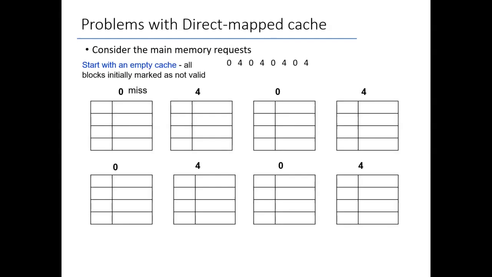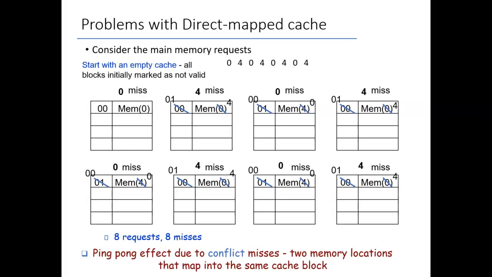So now when we access 0, it will be a miss, so we bring block 0. In the next iteration, block 0 is currently residing, but it's a miss for 4. We kick 0 out and then we bring block 4. In the next iteration, we are again accessing 0. 4 will kick out 0, and then 0 will kick out 4, and this goes on. So there will be all requests and all misses. Please remember, this is the problem with the direct map cache.